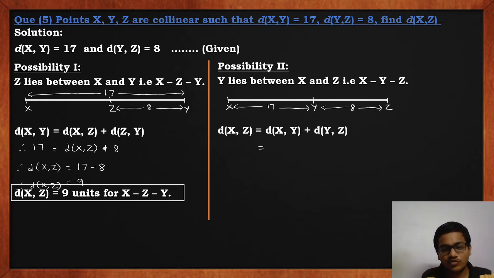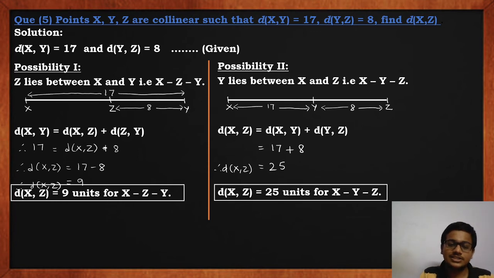Now add them. Distance xz we have to find out. Distance xy is 17. Distance yz is 8. 17 plus 8 is equal to 25. So therefore distance xz equals 25 units. So we'll write distance xz equal to 25 units when x dash y dash z, that is y is between x and z. So how will you write this sum?